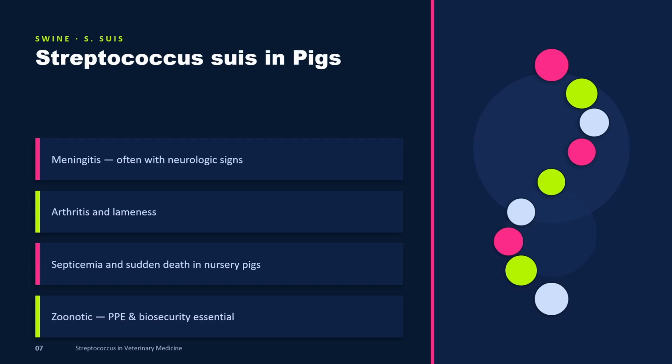Streptococcus suis is one of the most important bacterial pathogens in swine. It causes meningitis, arthritis, pneumonia, and septicemia, especially in nursery pigs. Clinically, you'll see pigs that are febrile, off-feed, and sometimes paddling or showing neurologic signs. Mortality can be high if outbreaks aren't controlled quickly. It's also zoonotic. People working closely with pigs can develop severe infections, including meningitis. So biosecurity and personal protective equipment are essential.